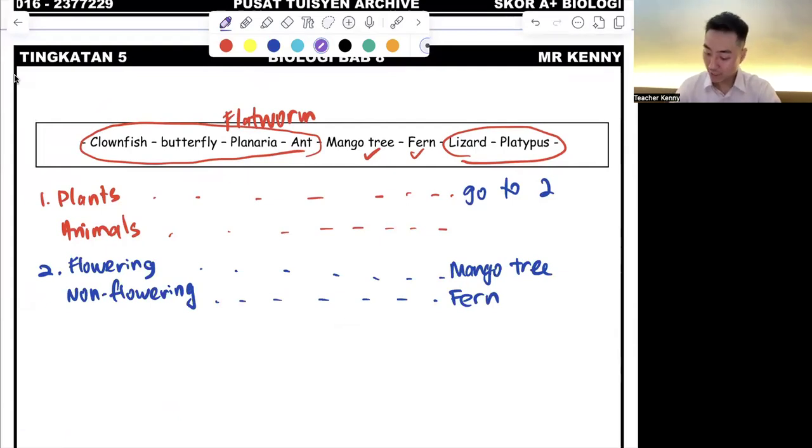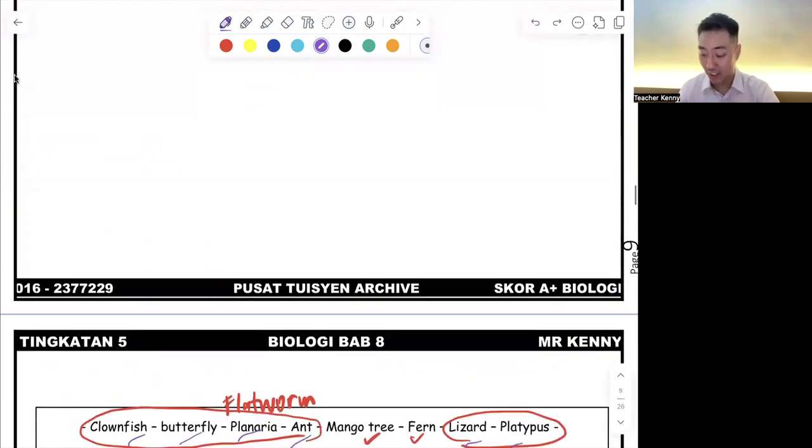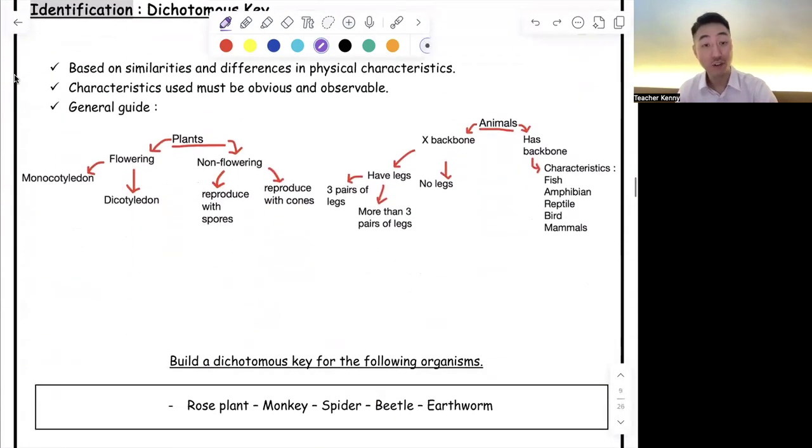Now that we have completed the plants, we are going to move into the animal kingdom. Go to number 3. Now, number 3, we have very interesting choices here. So many, and the students will get confused. Students say, oh, got wings, butterfly easy, pull out got wings first. You can do that. But to be more organized and easier to find the answer and not get confused, you follow this flow that I've given you.